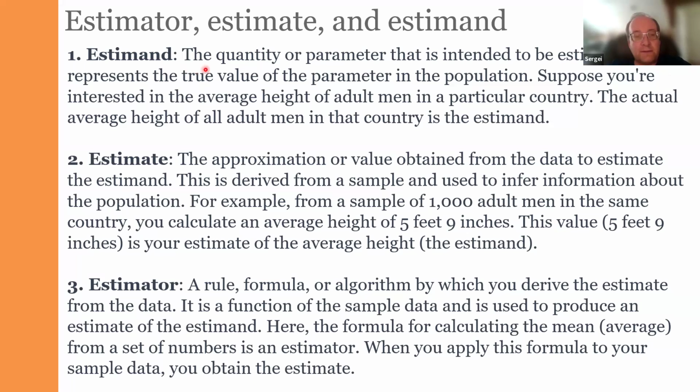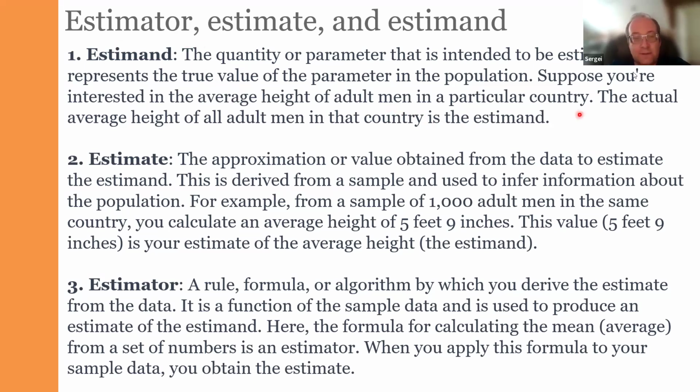Estimand is what we want to know. It's something that represents the true value of the parameter. So if we are interested in the average height of adults in a specific country, then the actual average height is the estimand. In other words, that's something that we're interested in discovering, and we assume that this true value exists. So estimand is this true value.